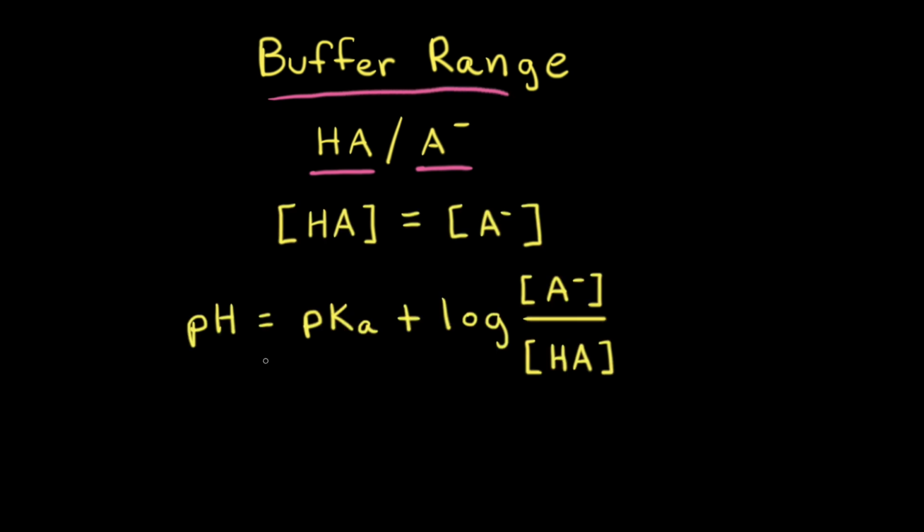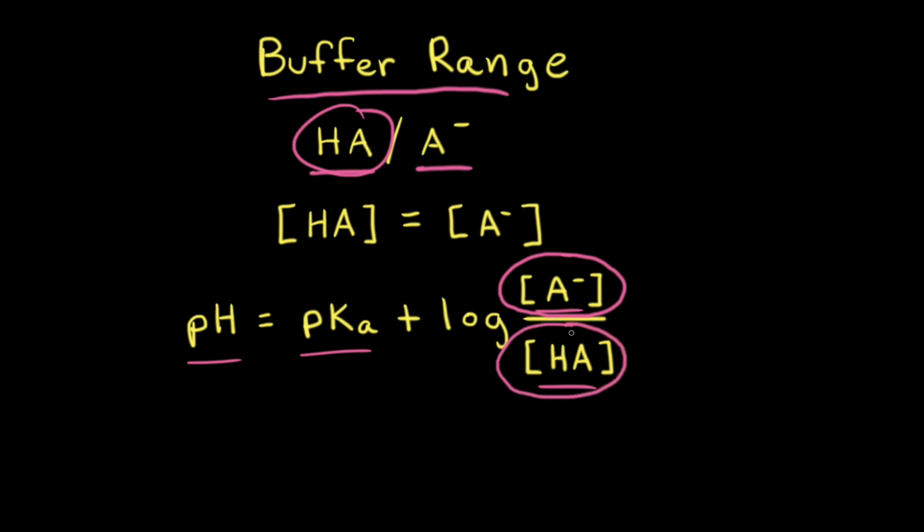Looking at the Henderson-Hasselbalch equation, the pH of the buffer solution is equal to the pKa of the weak acid, which would be HA, plus the log of the concentration of the conjugate base divided by the concentration of the weak acid. And it's this ratio of the concentration of the conjugate base to the concentration of the weak acid that determines if a buffer is effective or not.